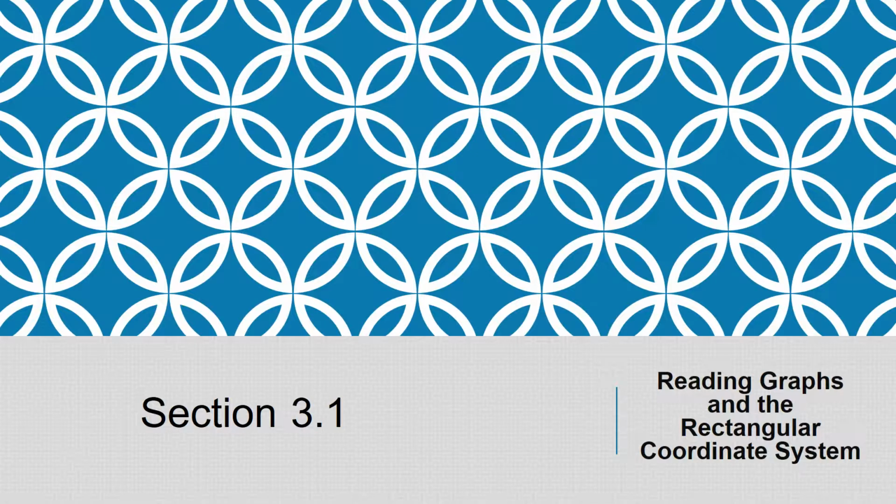So here's your class. We are doing section 3.1 and section 3.2. They're actually both fairly decent sections. The first one is 3.1 and it's about reading graphs in the rectangular coordinate system. So I hope you guys feel pretty confident as we navigate through this.